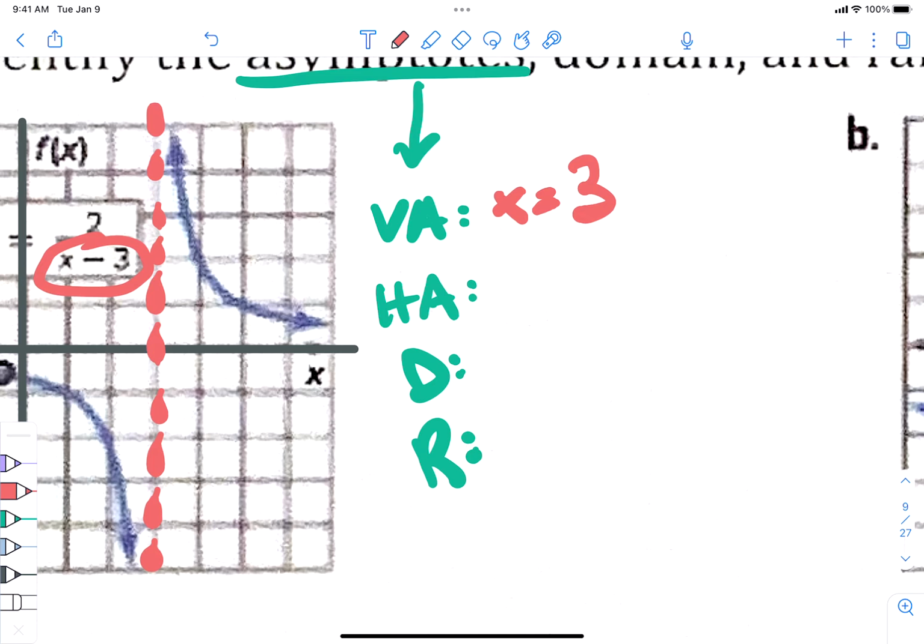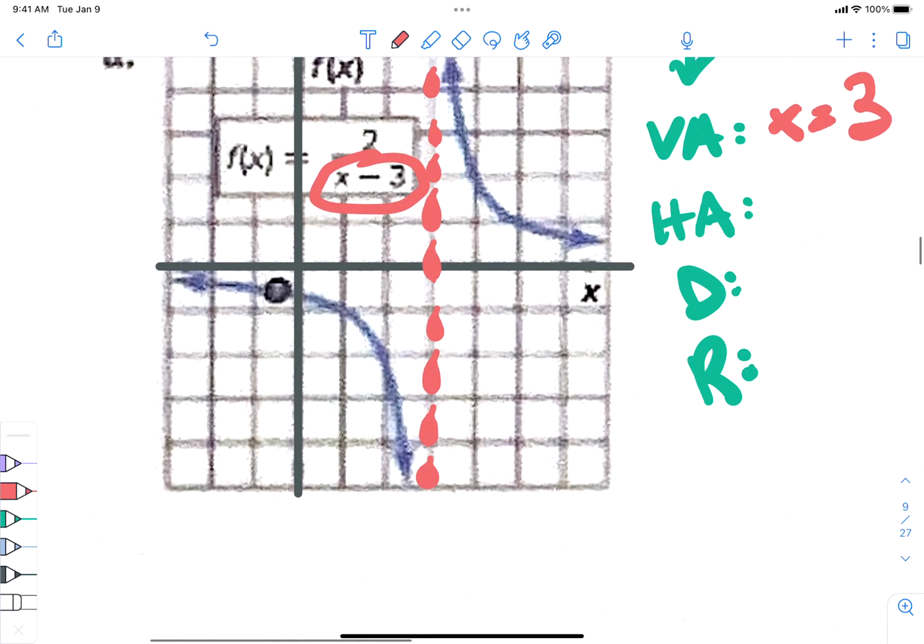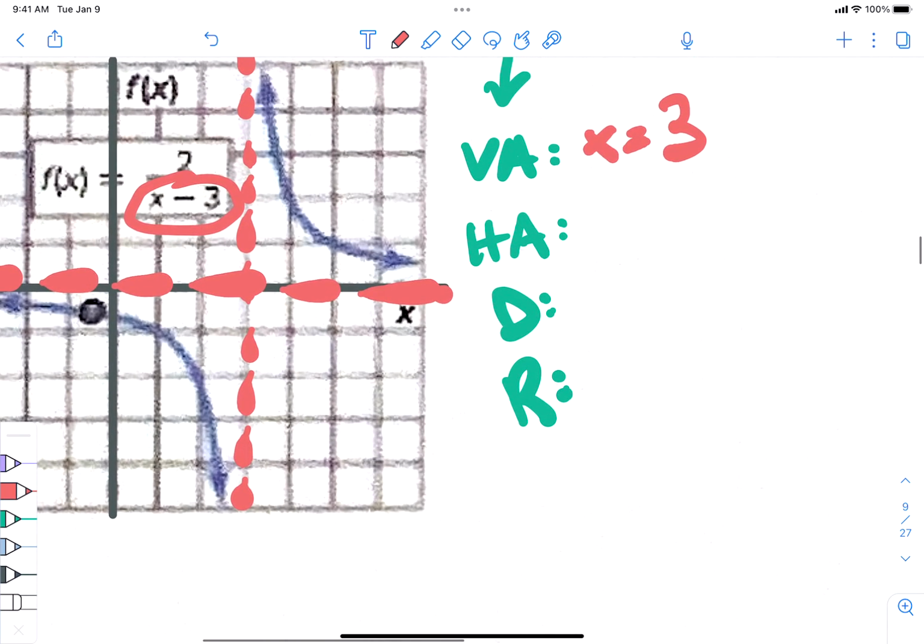Okay? The horizontal one, the one that goes left and right, where is it located? Still at 0. It's still across here at 0. That's where it's not touching. So how do we write the horizontal asymptote? Y equals 0, right? Because it's cutting through the y-axis, okay?